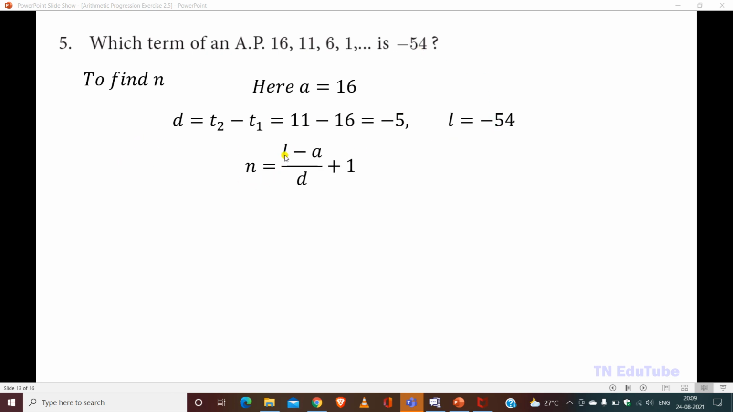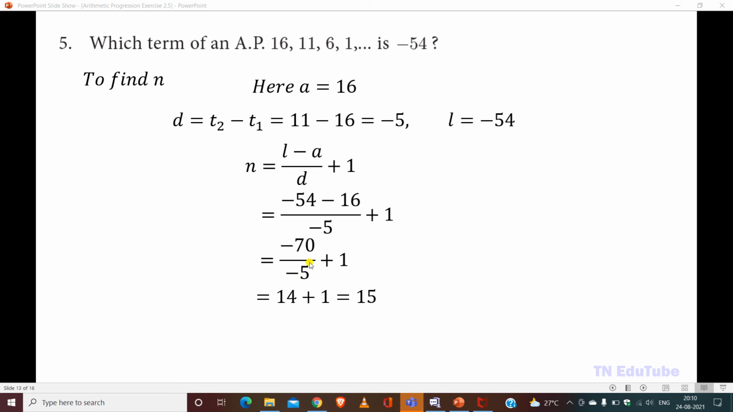For finding n, we use the formula (L minus A) by D plus 1. L is the last term, A is the first term and D is the common difference. So you get minus 54 minus 16 divided by the D value, minus 5. Here both the numbers have minus signs, so you have to add and put the same sign. So you get 70 by minus 5. Minus and minus get cancelled and after simplification you get 14. 14 plus 1, 15. So minus 54 is the 15th term.